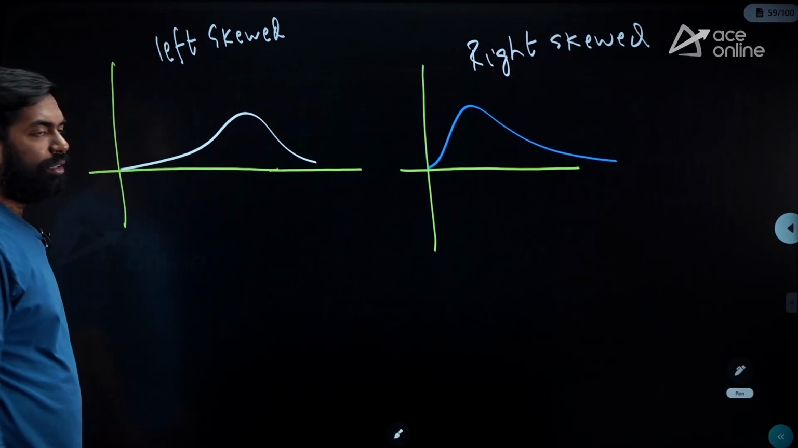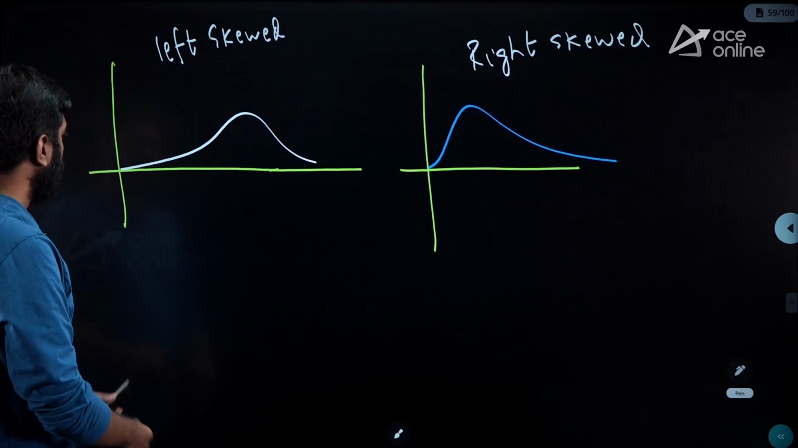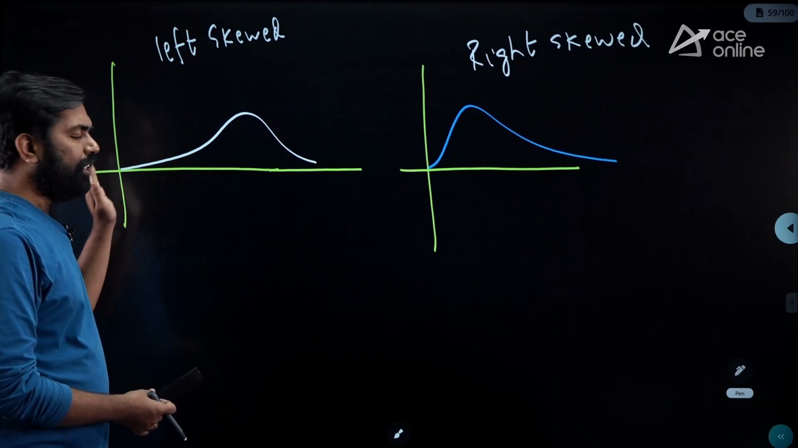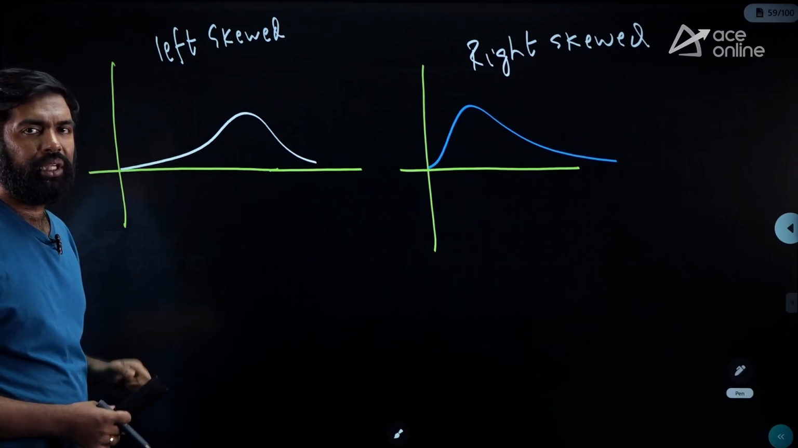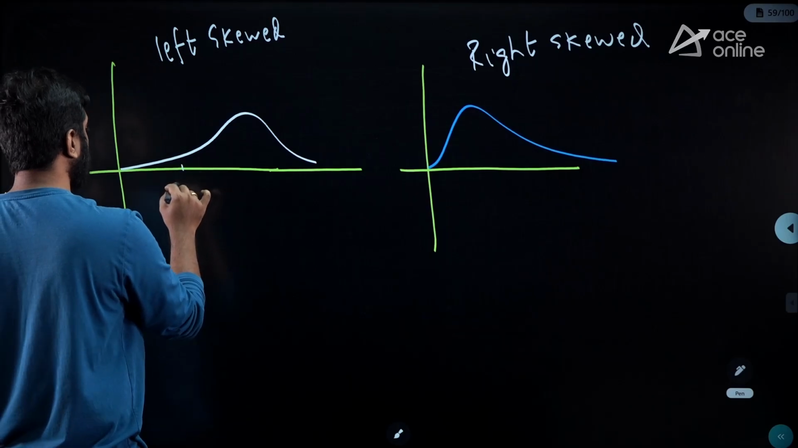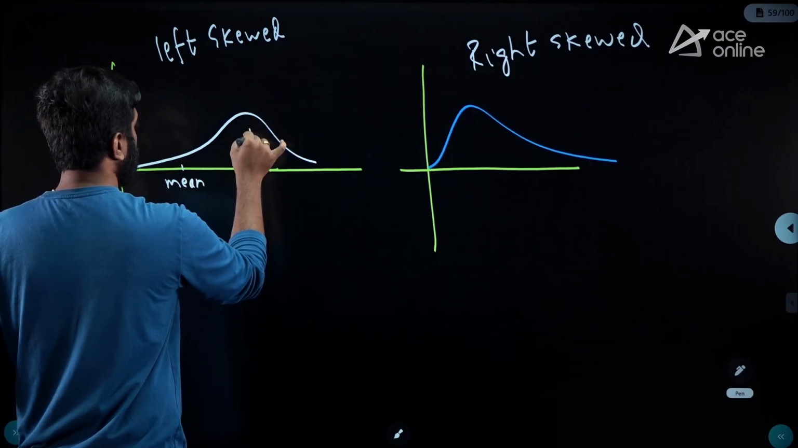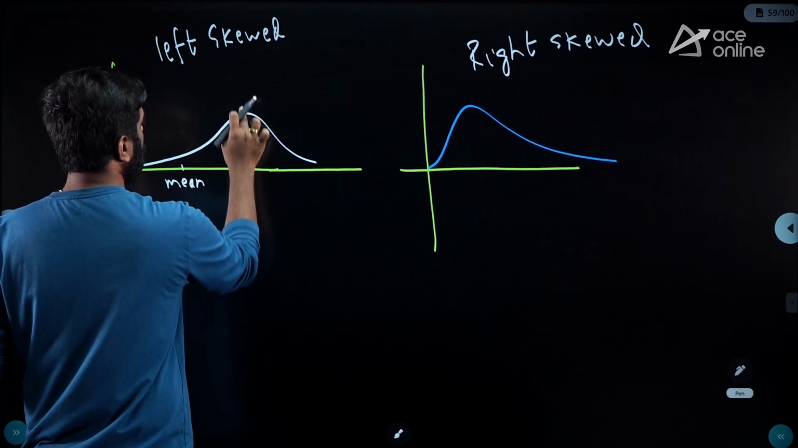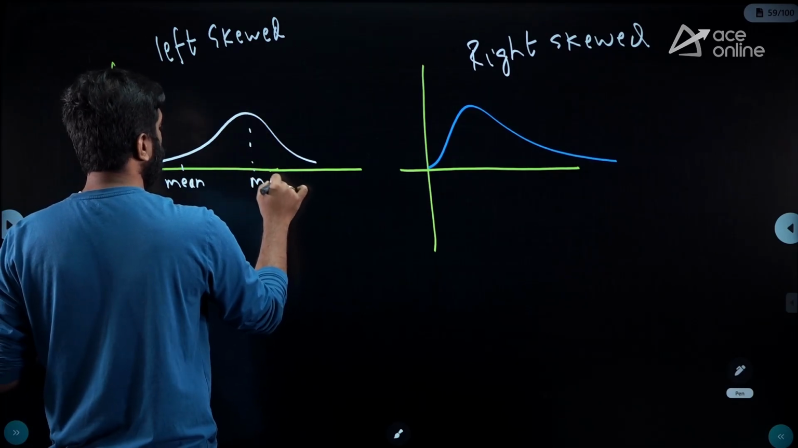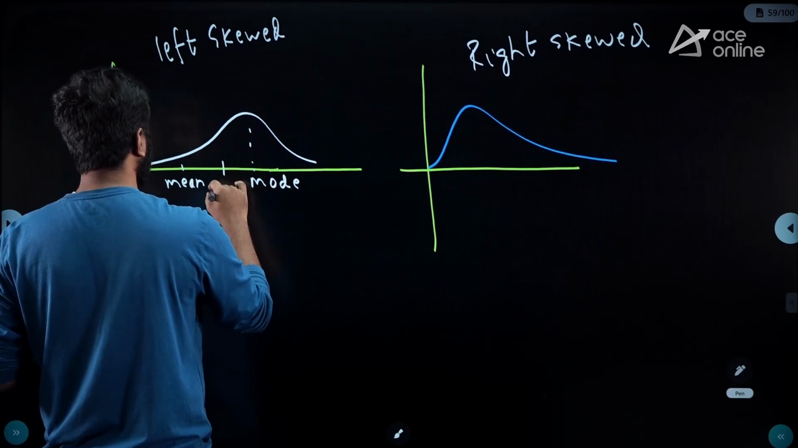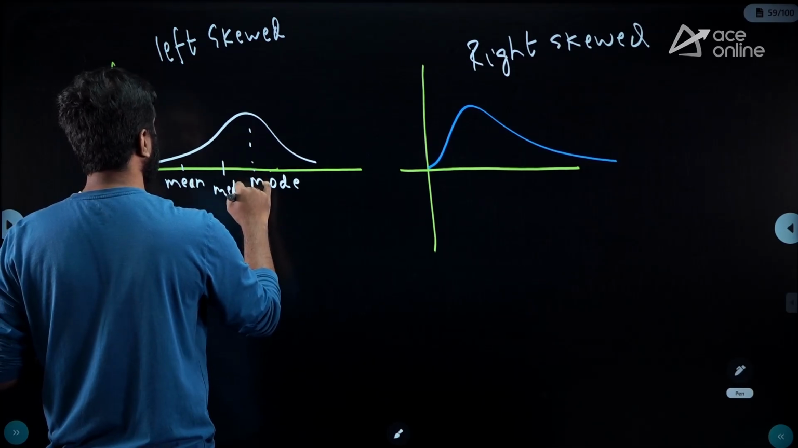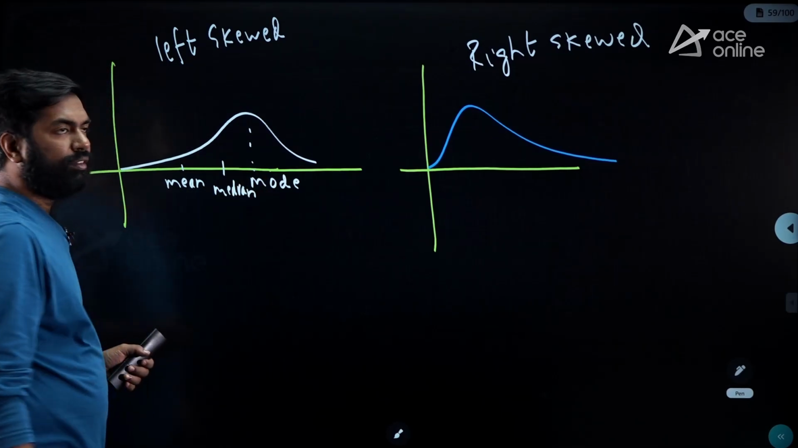So how do you mark the mean, median, mode? Whichever side you have the larger tail, on that side you will have the mean. So here you will have the mean. This is obviously the point where you see the maximum, so this is the mode. Always in between you will have the median.